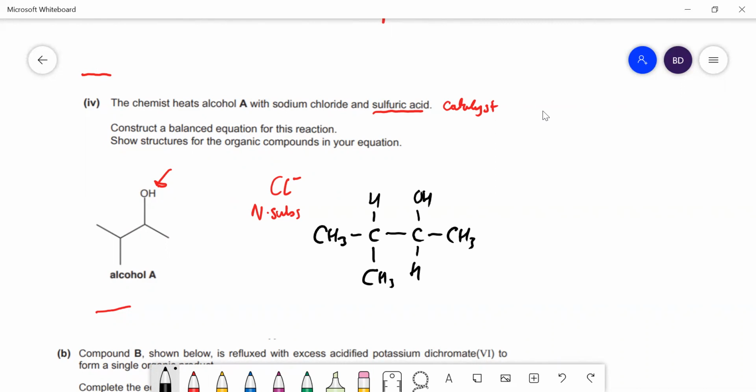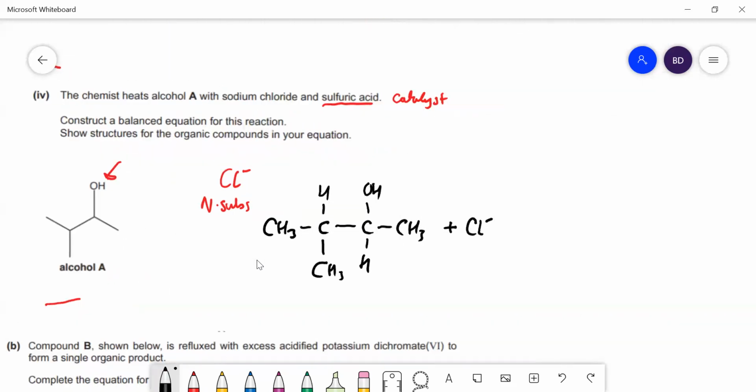Okay, and we're going to react that with the Cl minus sign. They're quite happy with you to do ionic equations. And what's going to happen there is you're going to just swap the, so that's going to be Cl, and that's going to be H, and that's going to be CH3, and you're going to get OH minus coming off.